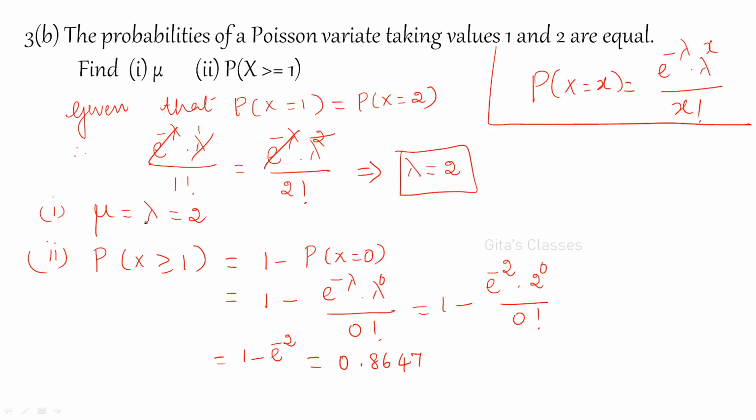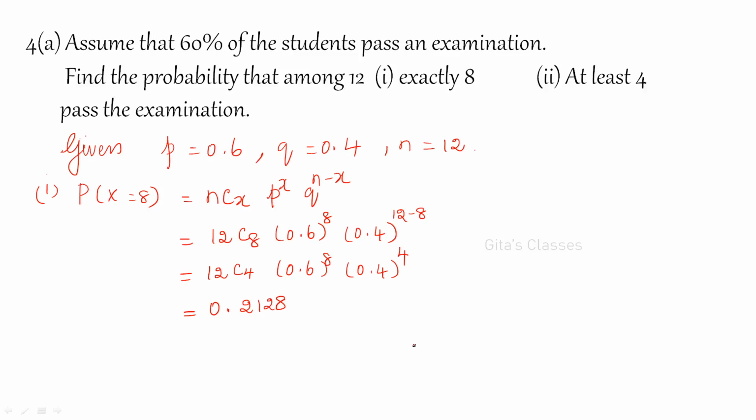So mu is equal to, we know that for Poisson distribution, mean and variance are equal, both are lambda only. Mean is lambda and variance is also lambda. So mu is equal to lambda is equal to 2. What is the value of the mean? Mean is lambda, which is 2. And next, the probability that x is greater than or equal to 1 is 1 minus P of x equal to 0. Just substitute and find the value, that is 0.8647.